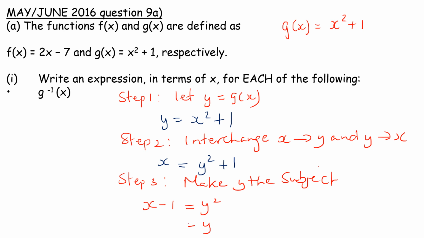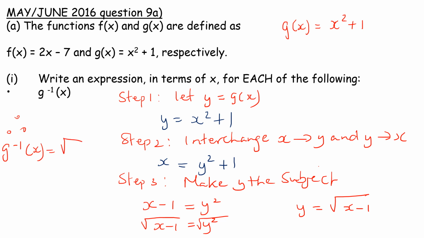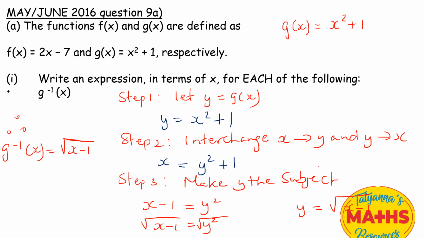So y is equal to, we take the square root of both sides, and that is going to give us y equals the square root of x minus 1. Therefore, g inverse x is equal to the square root of x minus 1. And that's the answer.